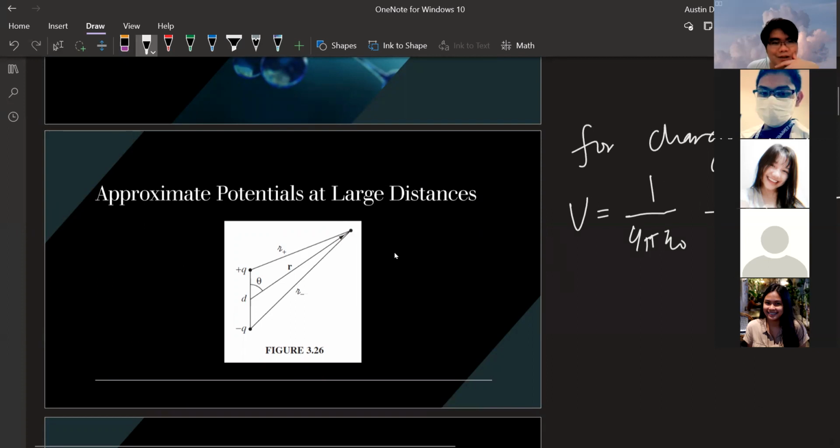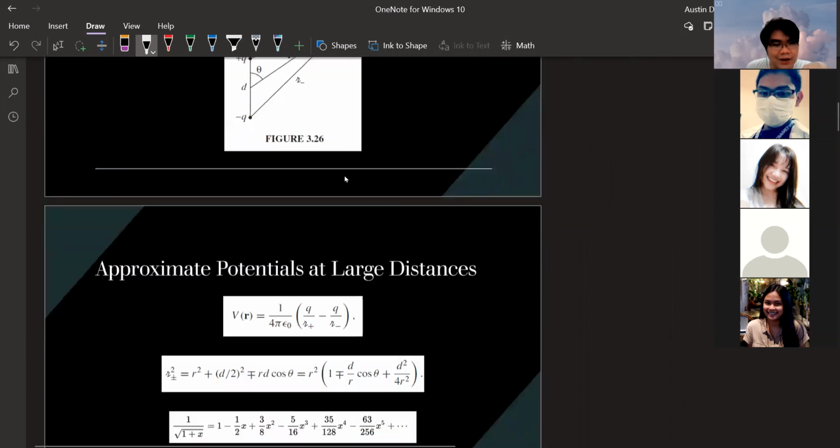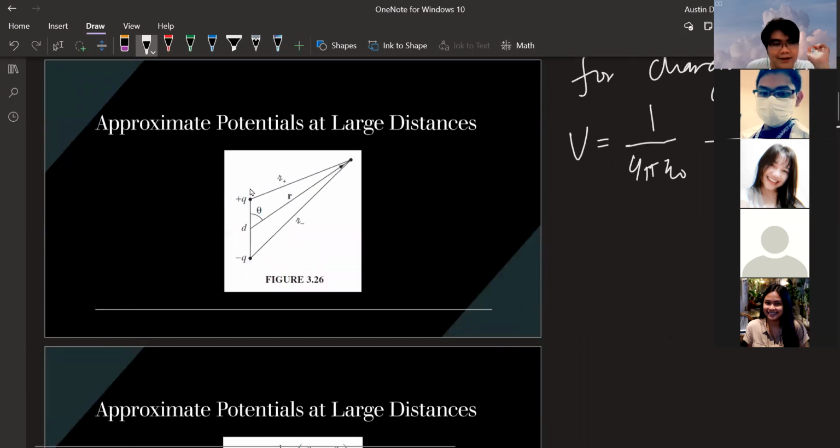Multipole expansion. Ibig sabihin, may mga poles ka ngayon. Pag may poles, ibig sabihin meron kang different charges. So ito dipole to kasi dalawa yung poles niya. May positive end and may negative end. Okay? So let's try to understand this setup.